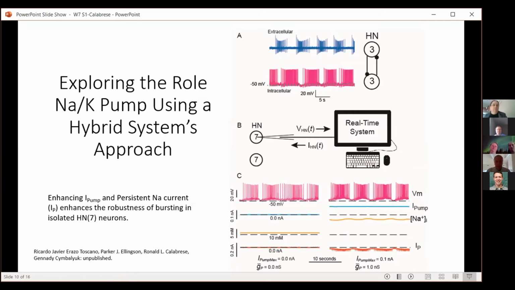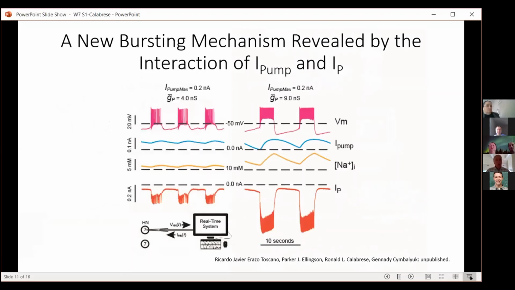But if we give them a little bit of P current and a little bit of artificial pump with a hybrid system, essentially dynamic clamp, then they undergo robust bursting. This is shown here for two different levels of both the I pump max and this persistent sodium current.